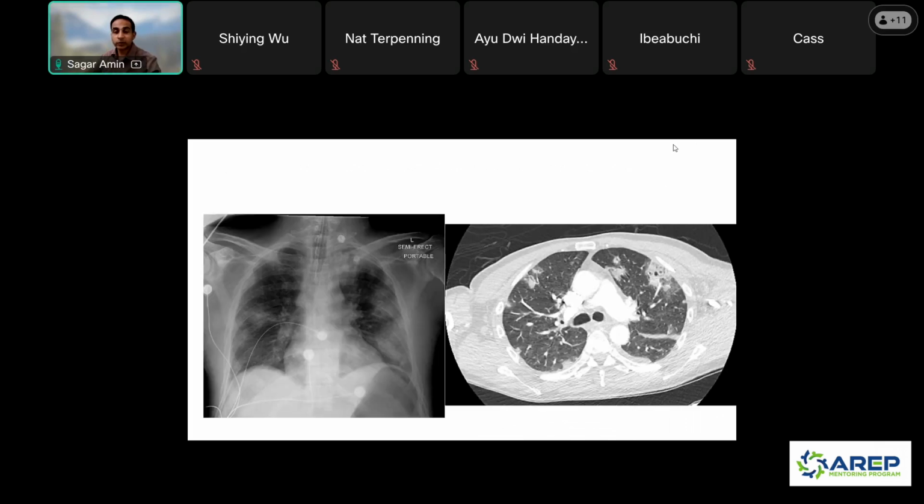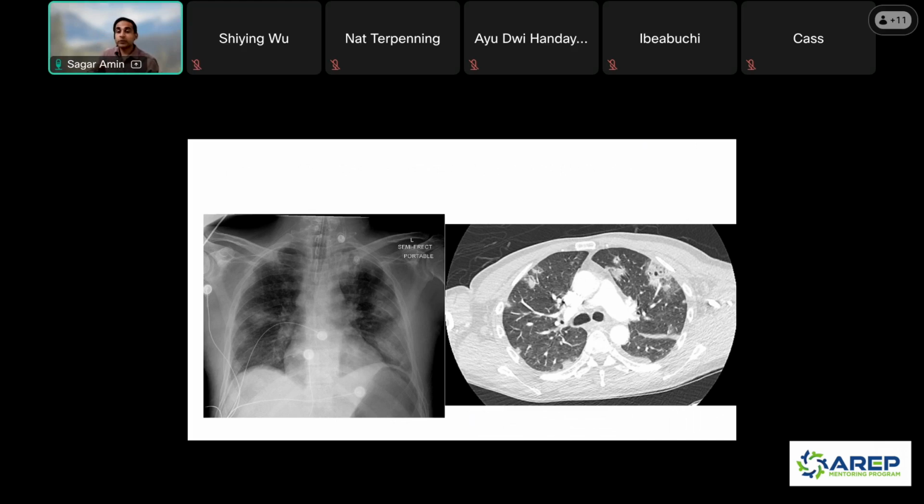And if you're looking at the distribution, would you say they're more peripheral or central? Peripheral. And is there anything unique about these opacities? Some are cavitating. Yeah, some are cavitating. So do you know what the diagnosis is? Septic pulmonary embolism. Yep, exactly. Great. Good job. So the key findings here are the peripheral distribution and the cavitations. So anytime we see this, we're almost certain that it's septic emboli.